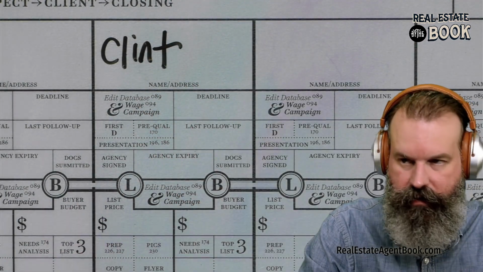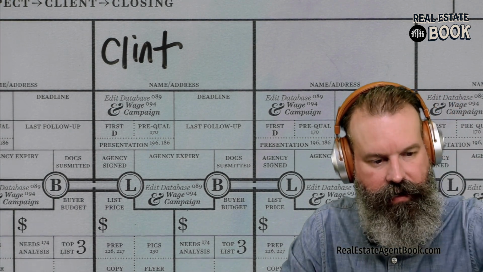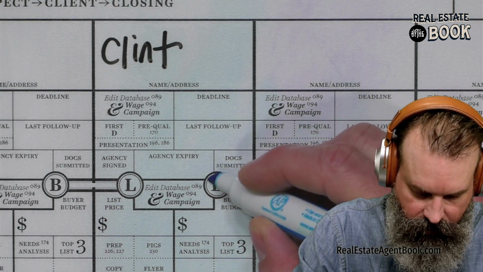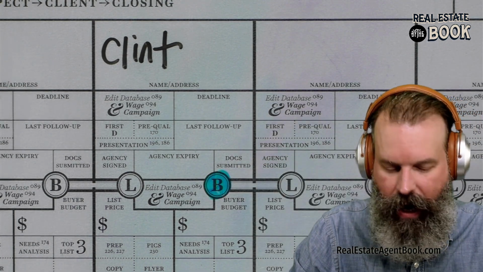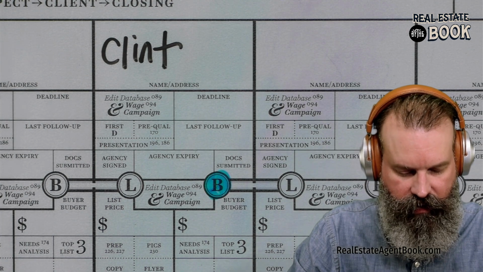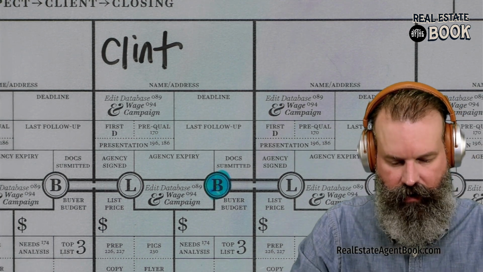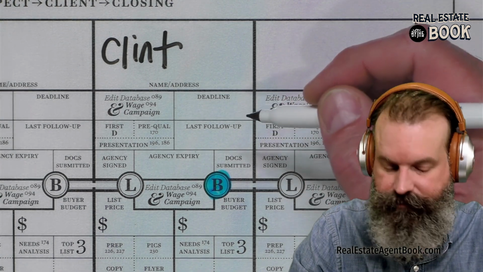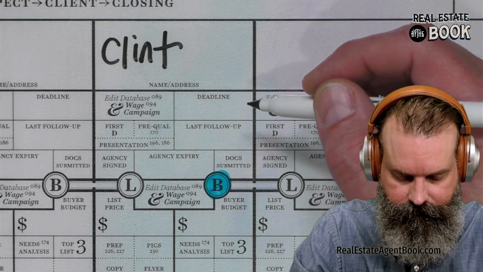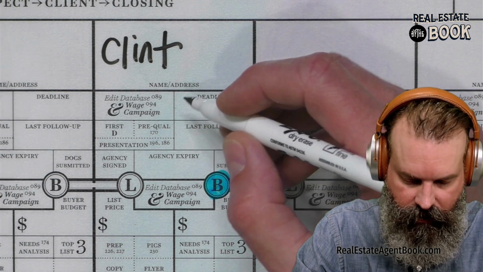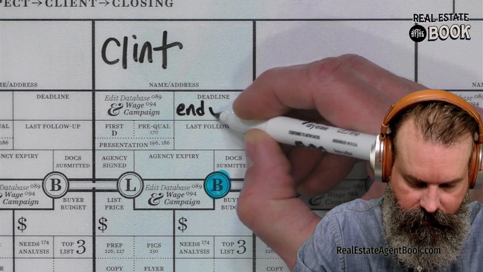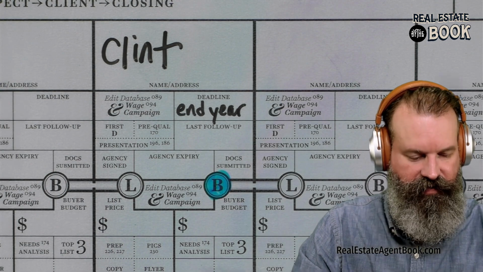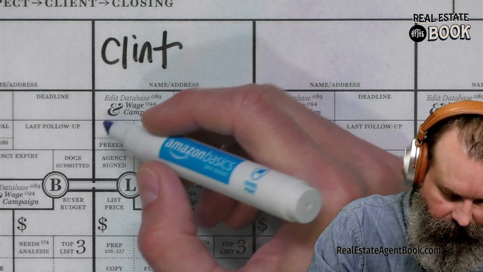your new client. So I will put your name here as Clint. Now you can use all different kinds of colors to shade these in. You'll notice that Clint is a buyer, so I'm going to shade in the buyer part. Now, one of the questions that I can ask Clint on the phone is, Clint, do you have a deadline? When are you looking to move? By the end of the year. By the end of the year. So I'll just put end of year.